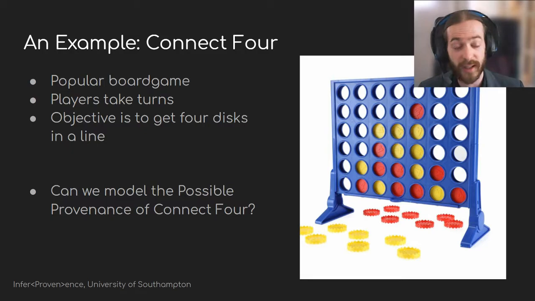I'm going to use Connect 4 as a nice working example. Connect 4 is a popular board game, but if you're not familiar with it, players take it in turns to place coloured discs in this sort of grid, and the first person to get 4 in a row, whether horizontally, vertically, or diagonally, wins. So can we model the possible provenance of a game of Connect 4?